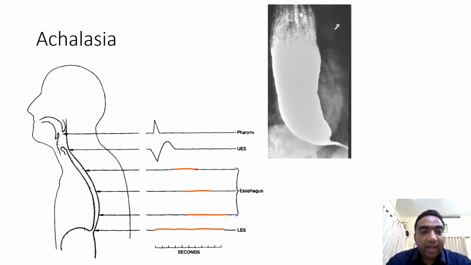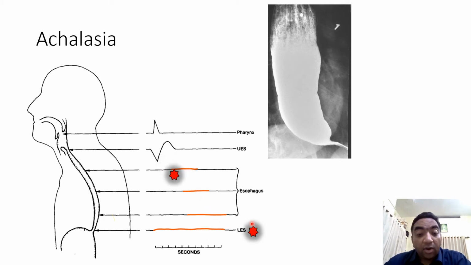Now, coming to Achalasia Cardia. So how did manometry help us understand Achalasia Cardia? When manometry came, we understood one more thing in Achalasia Cardia: the lower esophageal sphincter is not relaxing. Its pressure is always high. There is no relaxation when the food enters the esophagus. And also we understood that there is no peristalsis in the esophagus.